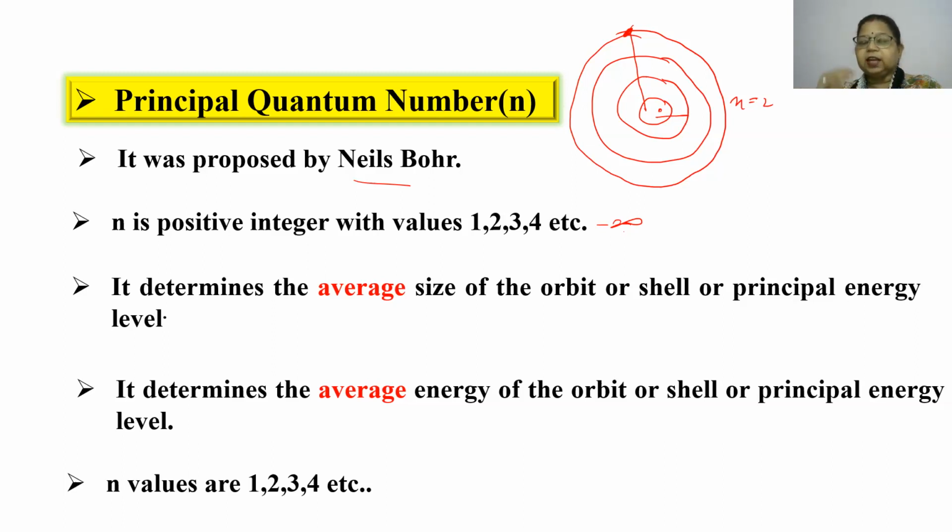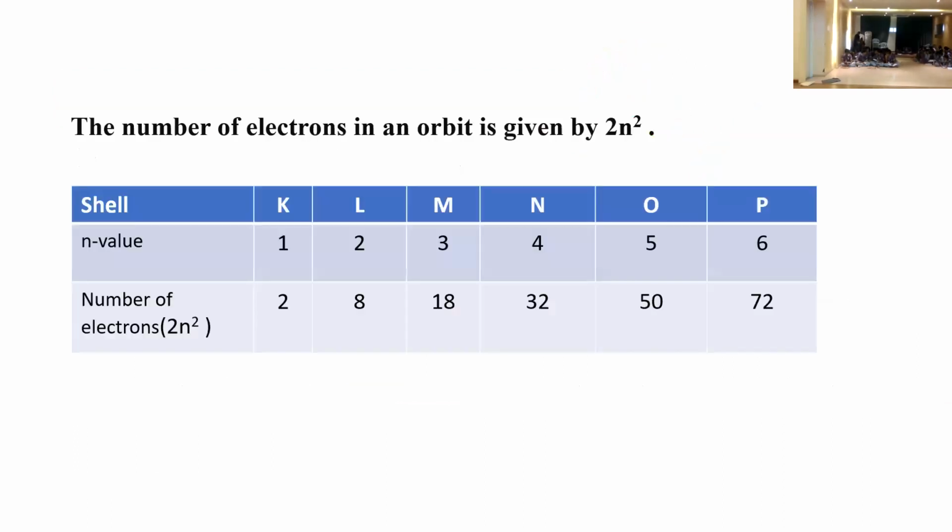Is it clear now that the principal quantum number tells us about the average size of the orbit or the average energy of the orbit or shell? Is it clear to everyone now? Yes, ma'am. Okay. Now we say that the total number of electrons in an orbit is given by the 2n square rule. That must be clear to you. There should be no doubt in it, right?